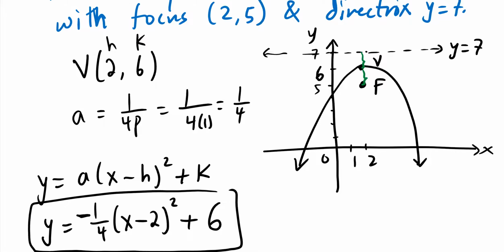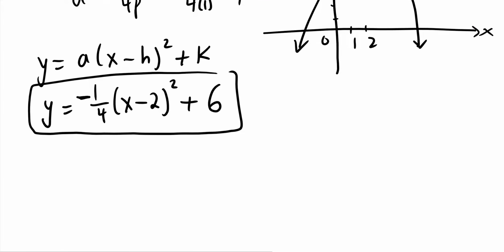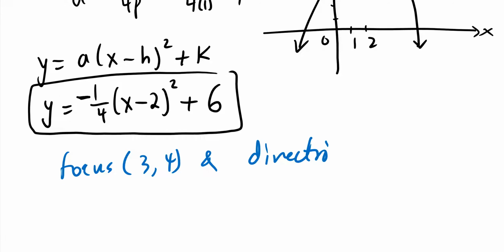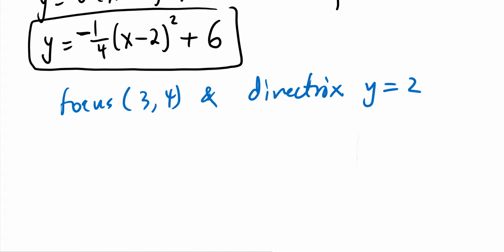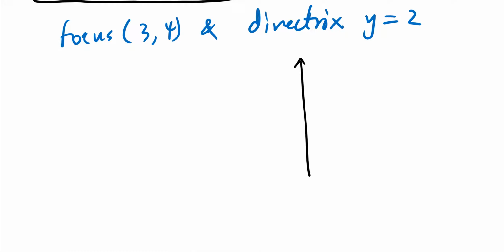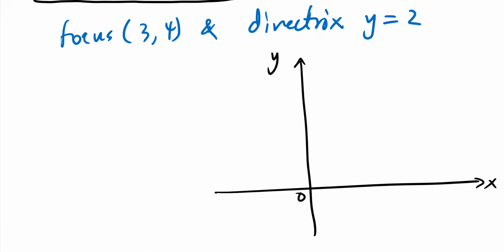What about another example? Find the equation with focus, let's say focus 3, 4, and directrix y equals 2. So similar to the one we just did. Again, plot the given. When you draw the given, you can see everything: what is missing, what is needed.